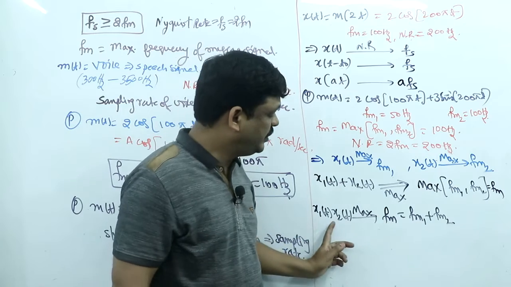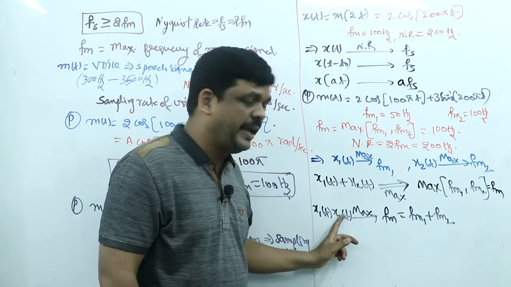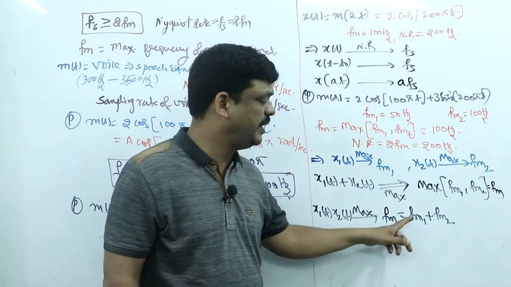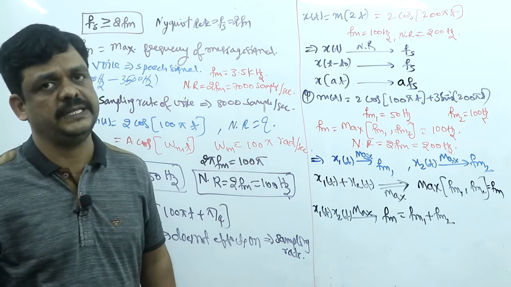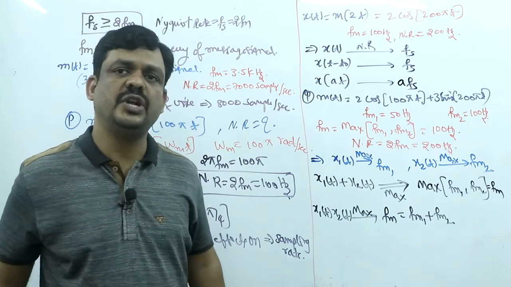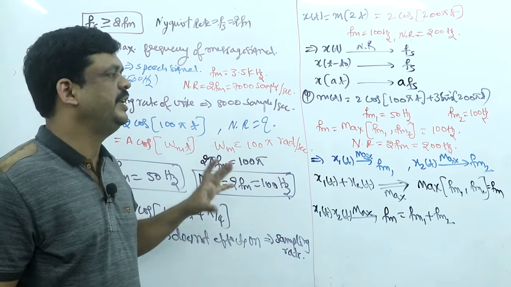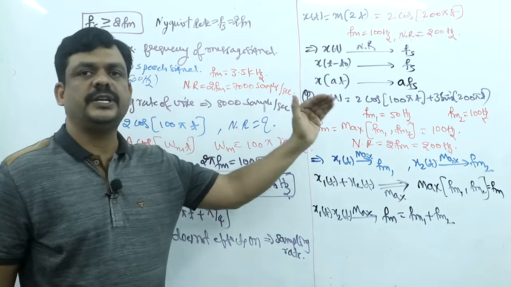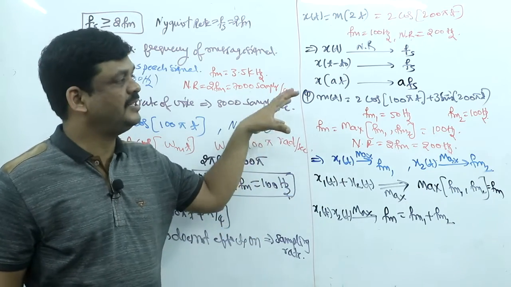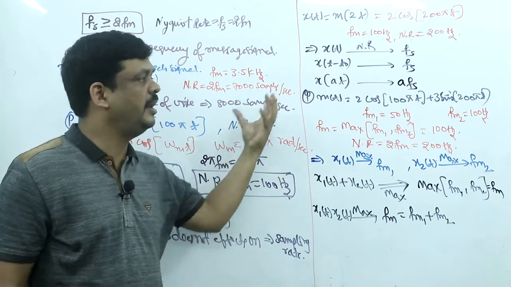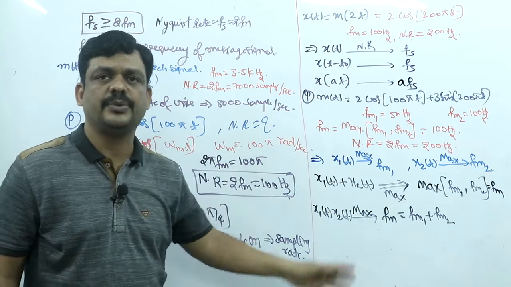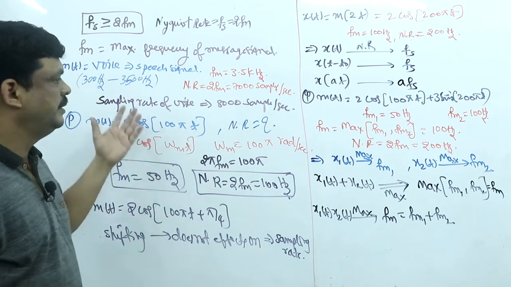That is why, whenever the two signals are multiplied, the maximum frequency is FM1 plus FM2, the summation of the individual maximum frequencies. So just here I have explained how to find the Nyquist rate using different methods, for the different types of problems, with the single signal, the summation signal and the product signal. Okay. Please take this now.